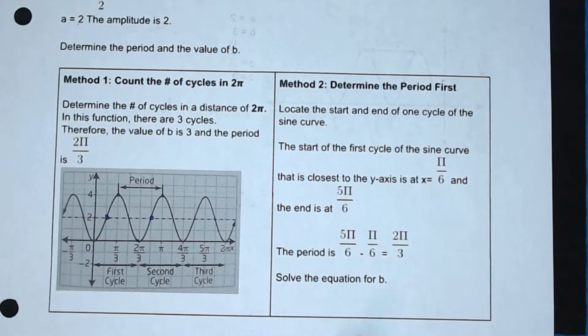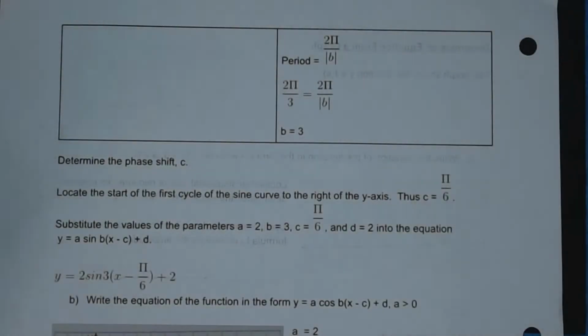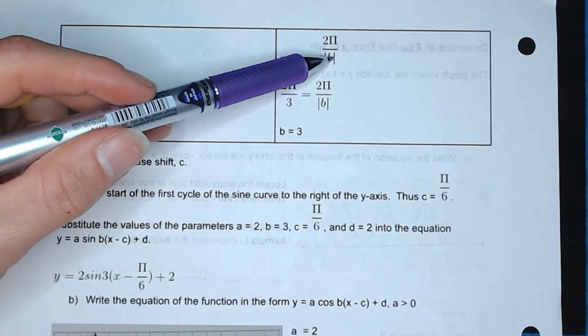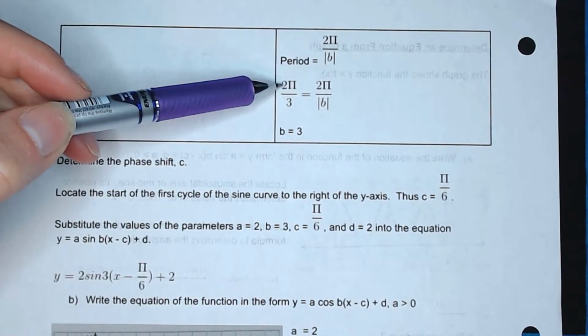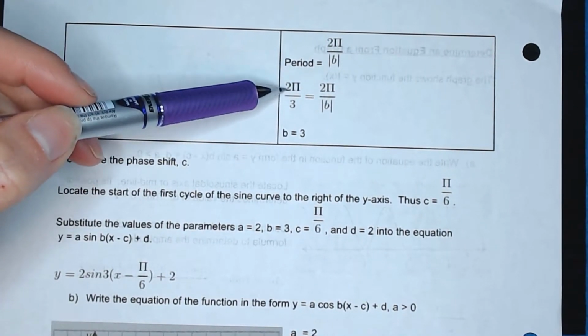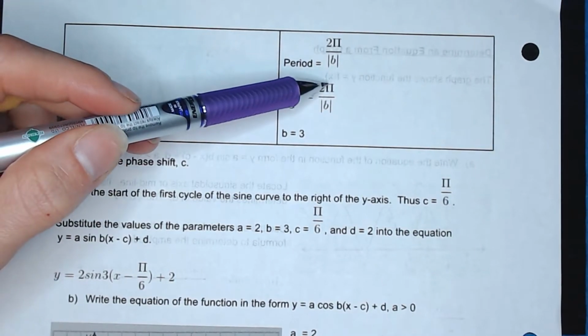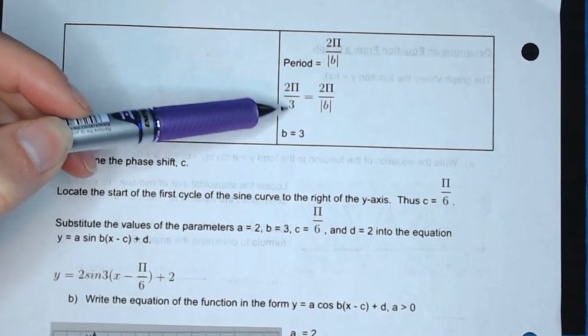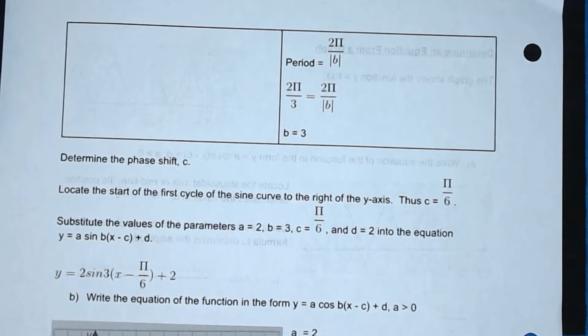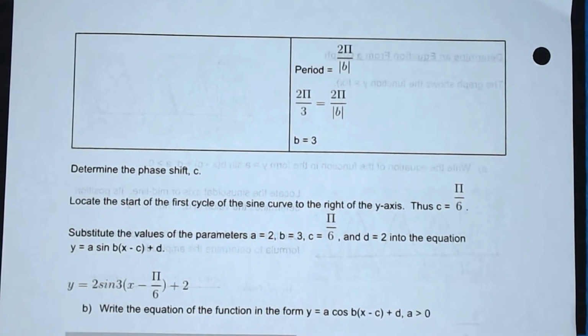Now that we have the period, we're able to solve for b. We have this formula from previous lessons: the period is equal to 2 pi over the absolute value of b. So we have 2 pi over 3, we know the period, and then we can solve for the b value. Plug the period in there, 2 pi over 3 equals 2 pi over b, and of course these are equivalent fractions, so b will also be 3. Whichever way you do it is perfectly fine. They both will give you the exact same answer. Just select the one that's the easiest for you.